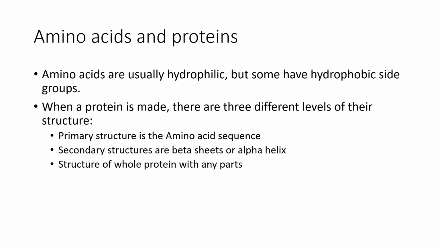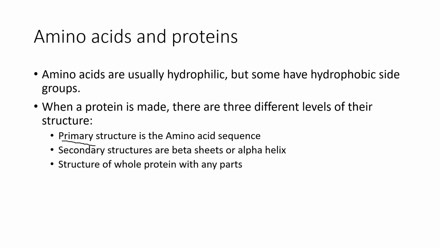Now, amino acids usually are hydrophilic, but you do have some amino acids that have hydrophobic side chains. What that means is if there's a protein that has a fat loving place, it's going to try to be away from water, and it's going to change the way it actually folds. And there are different types of folding you have in protein. But before I talk about that, I want to mention the primary structures and secondary structures of proteins.